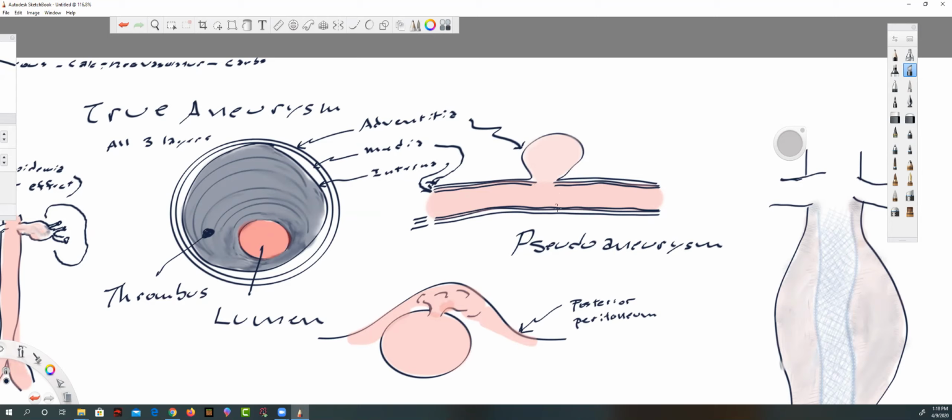It doesn't involve all three layers, therefore it's a pseudoaneurysm, but this one is still contained. The other kind of pseudoaneurysm, you could see where I've drawn right in here, all three layers have been compromised. Perhaps this was actually done by a doctor's needle.